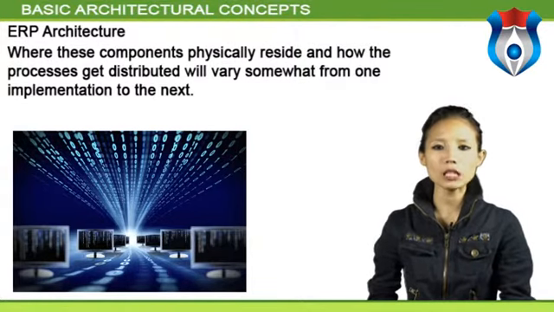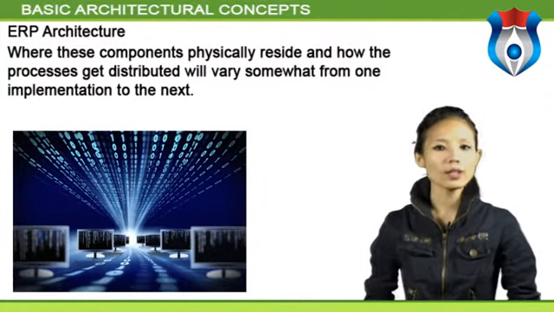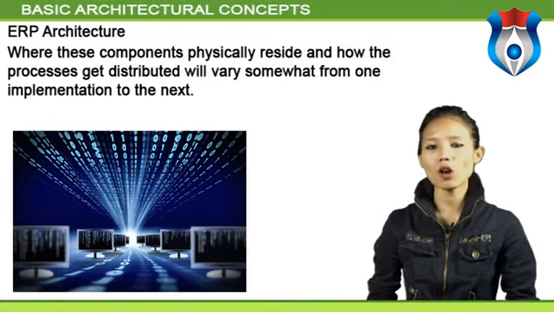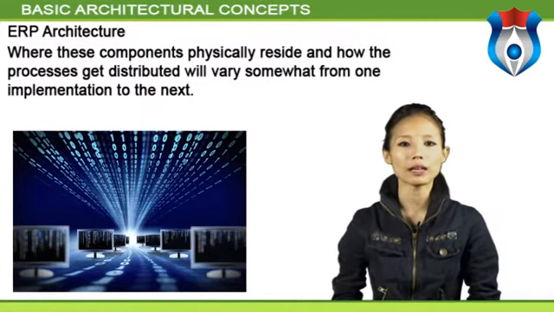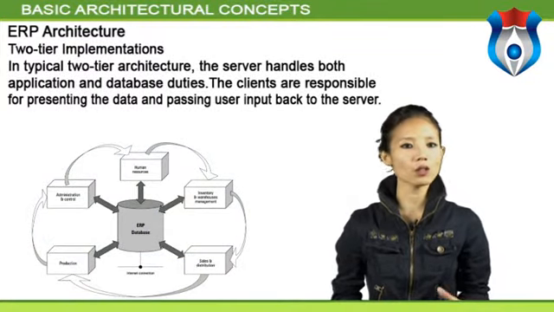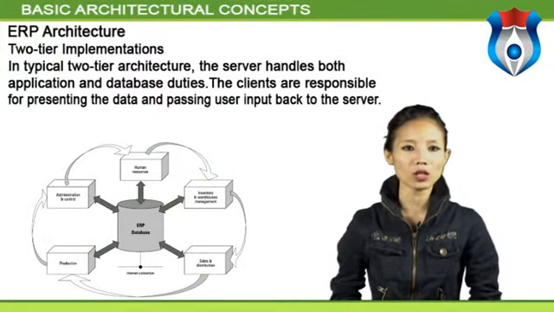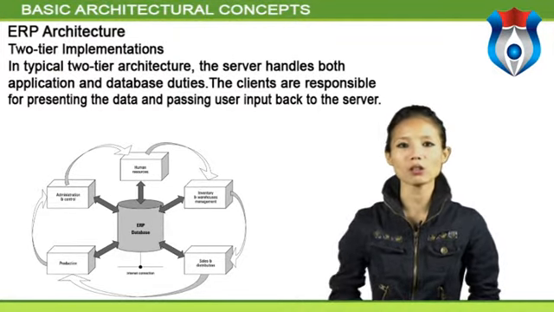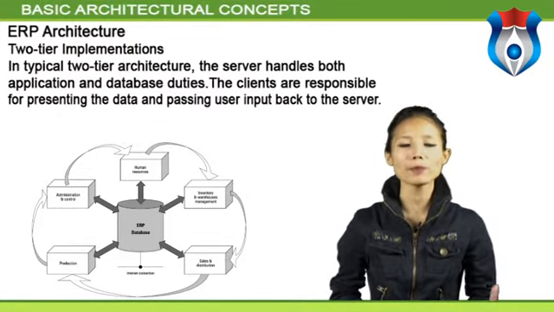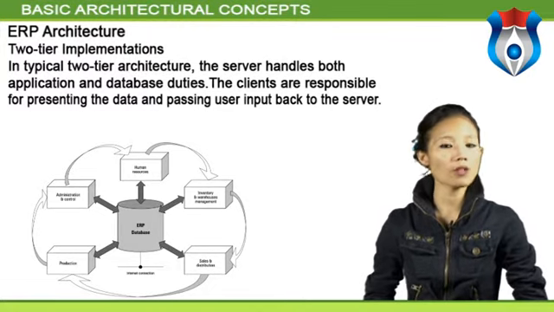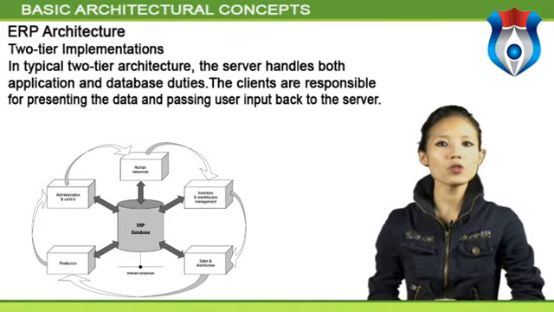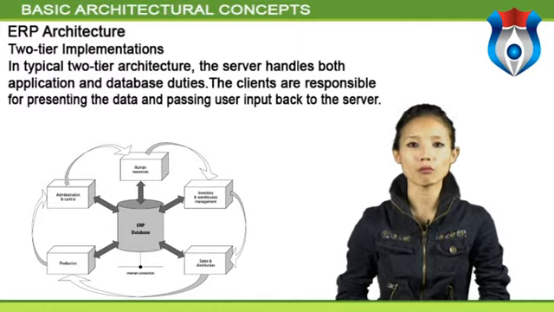Where these components physically reside and how the processes get distributed will vary somewhat from one implementation to the next. The two most commonly implemented architectures are outlined. In typical two-tier architecture, the server handles both application and database duties. The clients are responsible for presenting the data and passing user input back to the server. While there may be multiple servers and the clients may be distributed across several types of local and wide area links, this distribution of processing responsibilities remains the same.